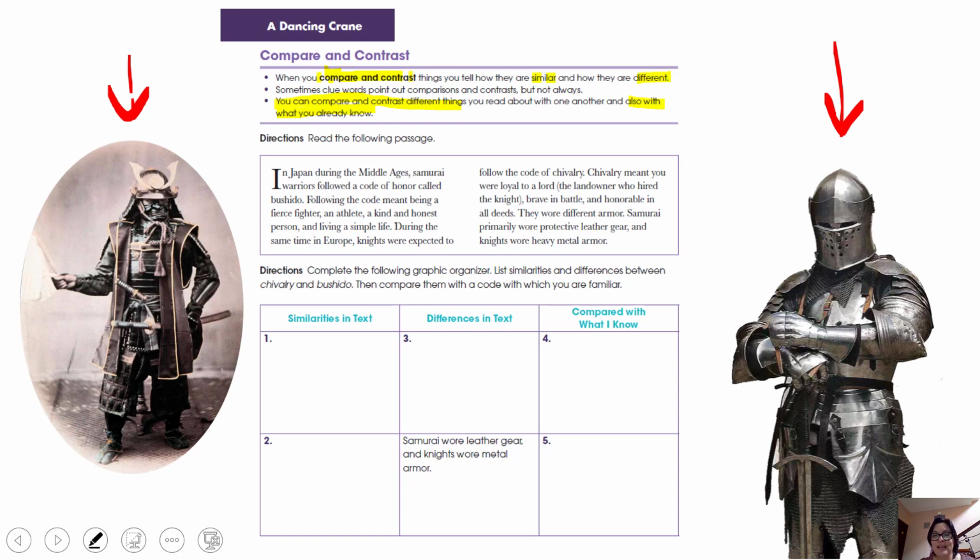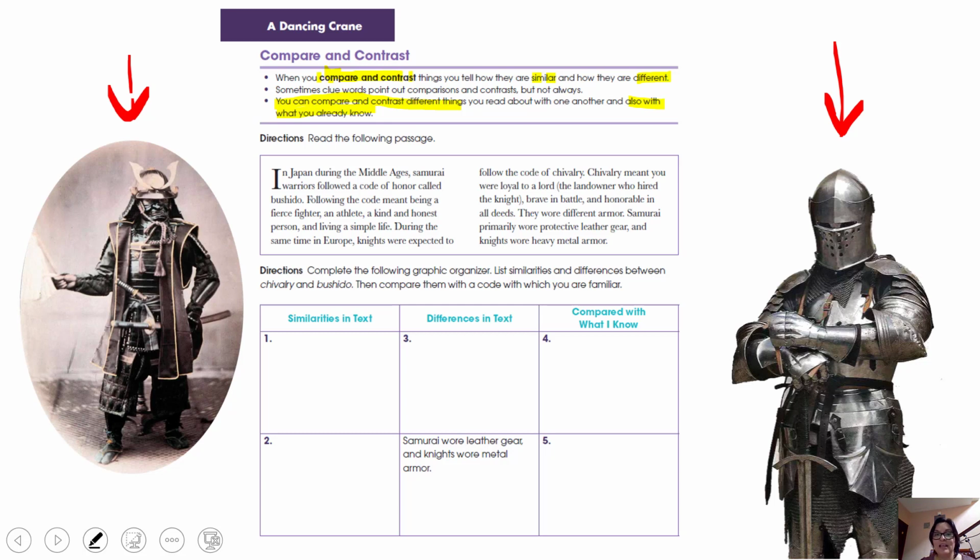Okay, let's continue reading. They wore, as you can see, different armor. Samurai primarily wore protective leather gear, and knights wore heavy metal armor. So, what was the reading about? About two groups of honorable men, the samurai and the knights, right? Both of them were following a code of honor. Excellent. And in the code of honor, they had to be what? Brave, honest, okay, in both of them.